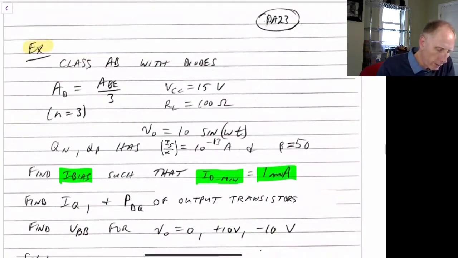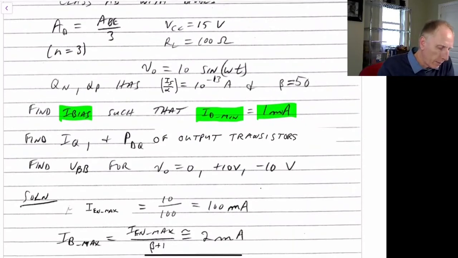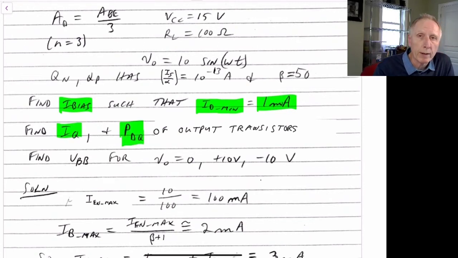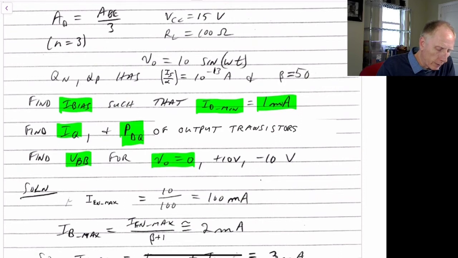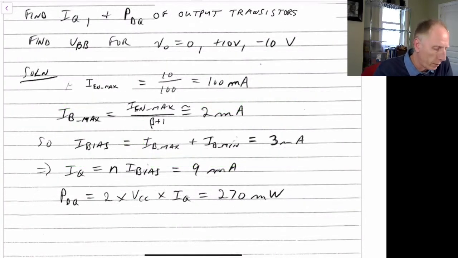So we want the minimum current through those diodes to be 1 milliamp. That's our constraint, and we want to find the quiescent current that we can have, the power of the output transistors, so we can specify what output transistors to use, and find VBB for V out equal to 0, 10 volts, and minus 10 volts. Okay, so let's look at the solution for this example.